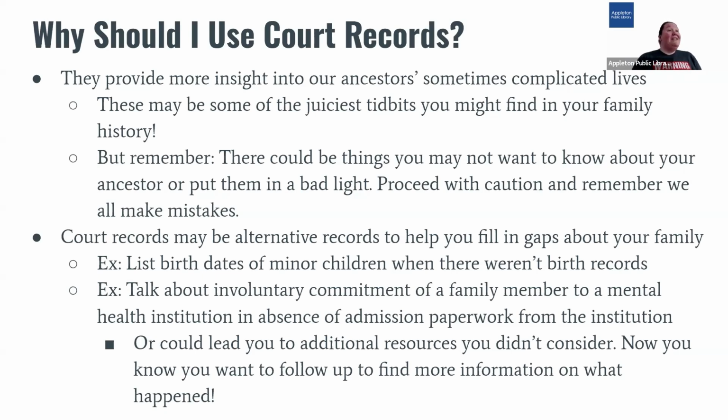Court records can also be used as an alternative record to help you fill in those gaps about your family. So for example, it might list a birth date of a minor child of that person when there weren't any birth records in existence at that time, or you can't find an actual birth record. It might talk about something like an involuntary commitment of a family member to a mental institution, and you hadn't been able to find any admission paperwork, or those records were sealed or destroyed for whatever reason. Well, now it's letting you know that, hey, this happened, and it could lead you to additional resources that you're going to want to explore to learn more about their time in that institution.